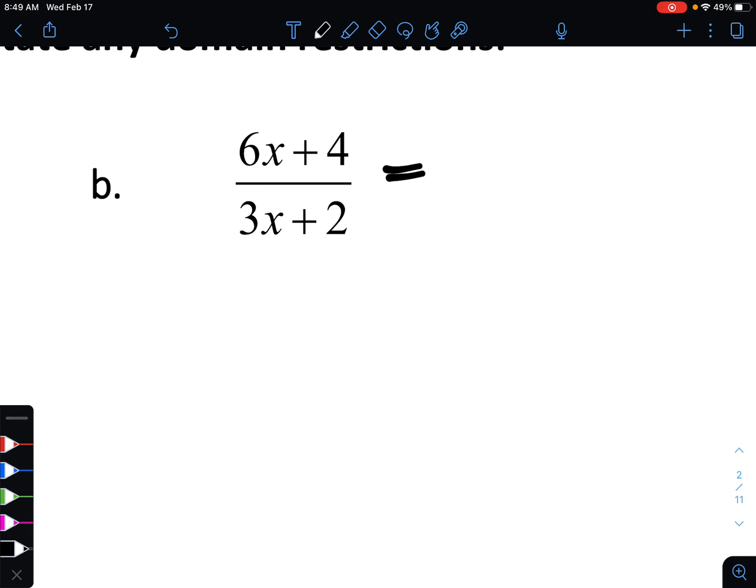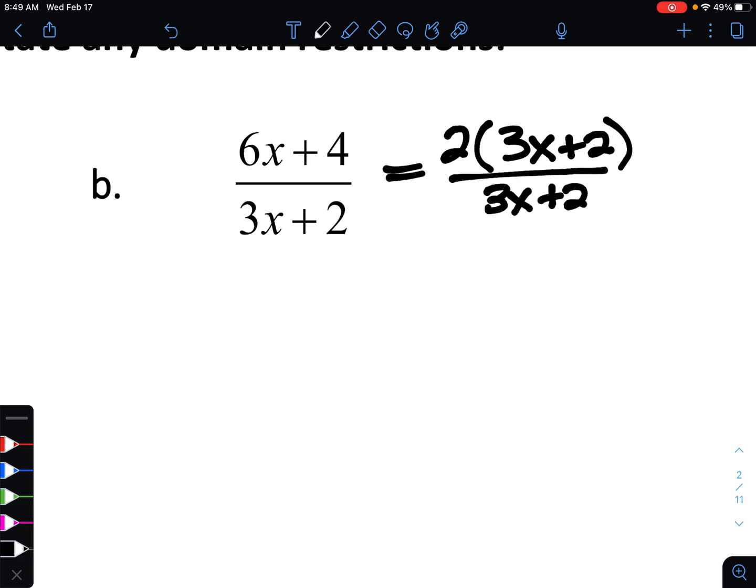So looking to factor both our numerator and denominator, in our numerator, we do have a greatest common factor which can be brought out. 6x plus 4 has a greatest common factor of 2. And what's left when you're done factoring that out is 3x plus 2. In our denominator, there is no greatest common factor. There is just the 3x plus 2, and it might be best to put that in parentheses.